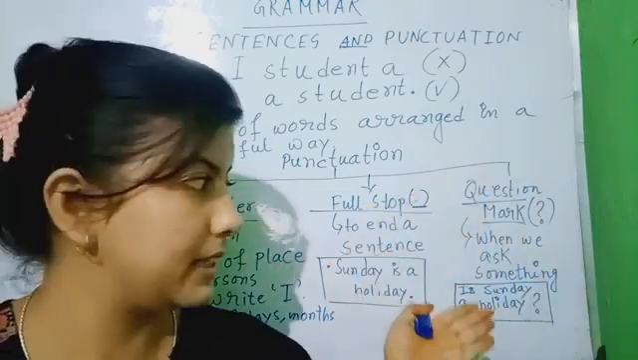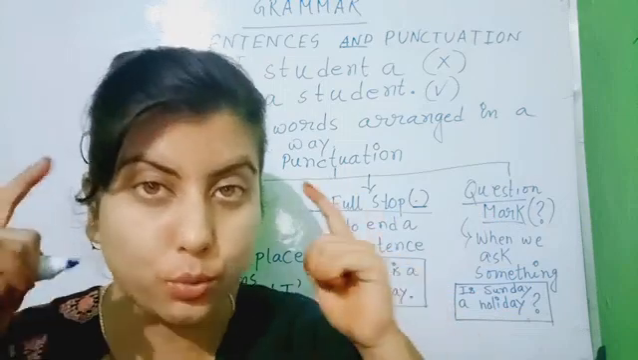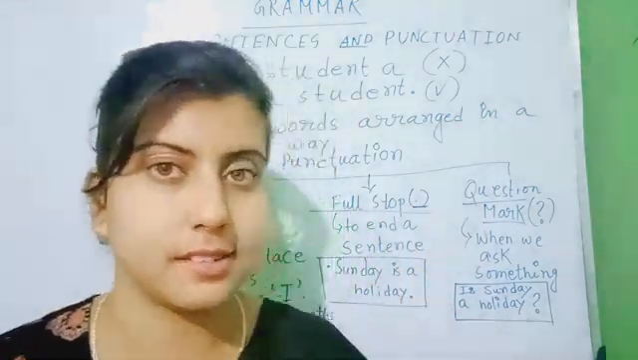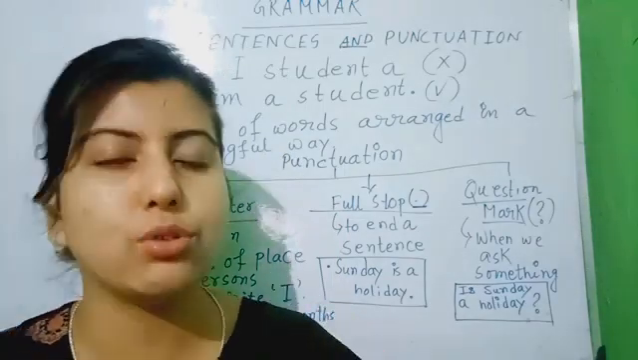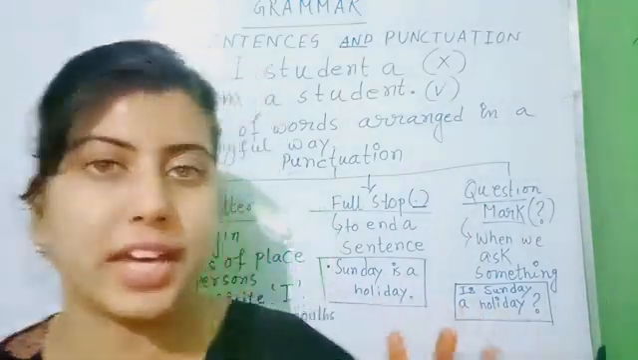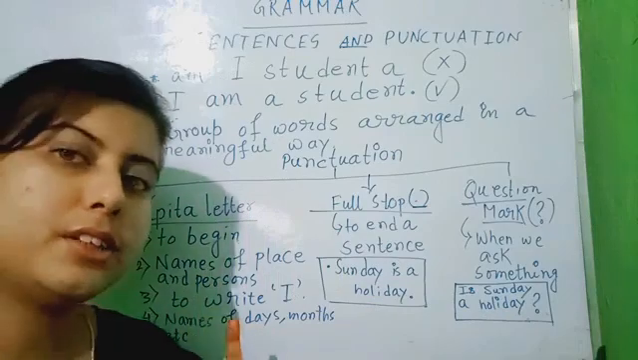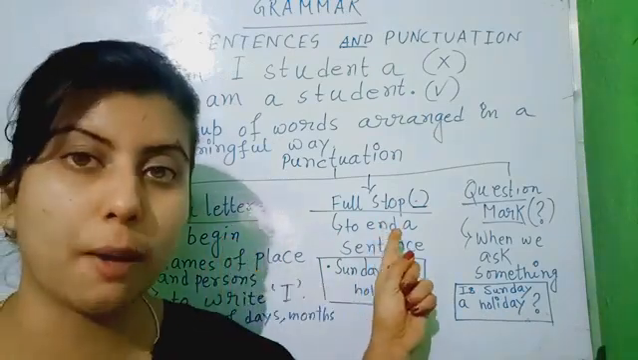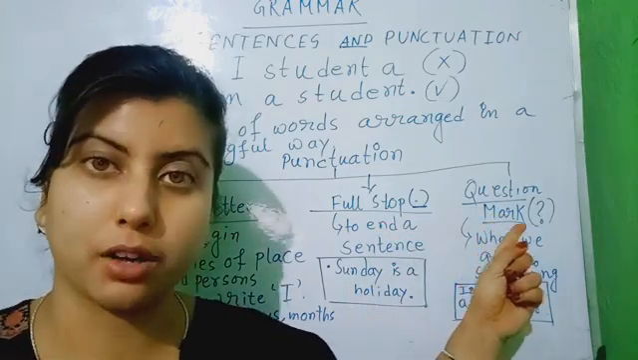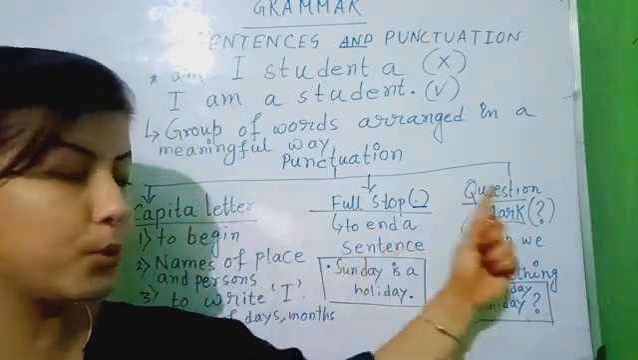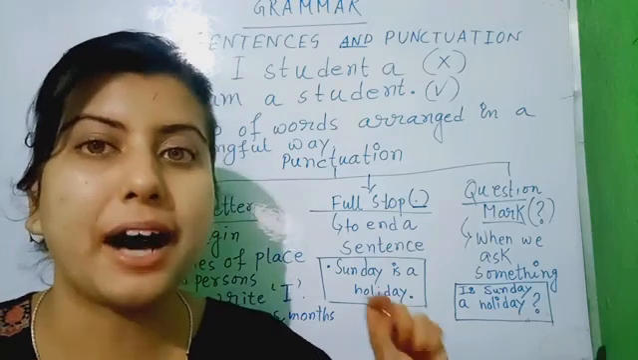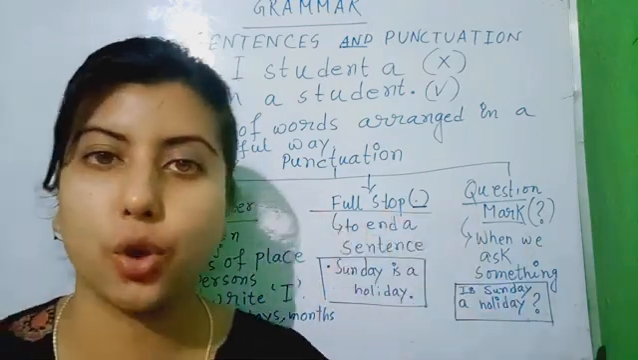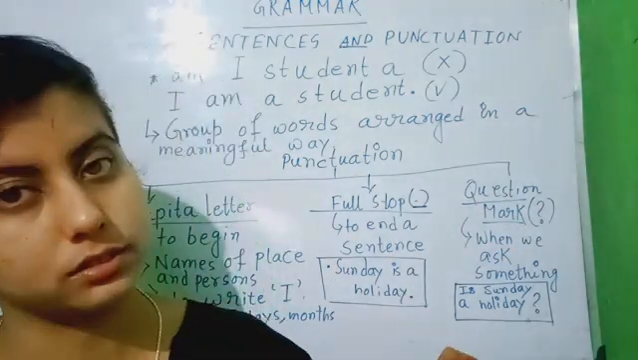These are the two topics that we need to understand to write a sentence. So about sentences, we need to remember the three rules of capital letter, of full stop, and of question mark. And these three rules are called punctuation.